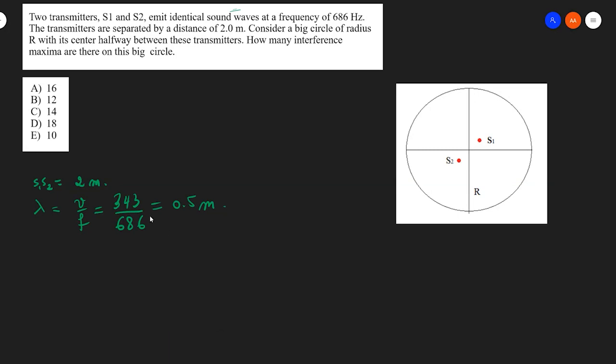0.5 m. This is important. At the end here, you can notice that S1, S2, I need to express it in terms of lambda. Since it is 2, it's 4 times lambda. So you can see directly it is 4 times lambda. You can do the fraction here to know what is the number.